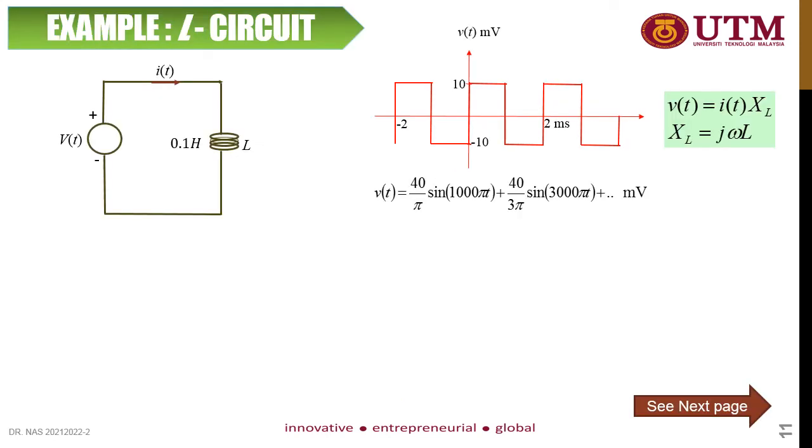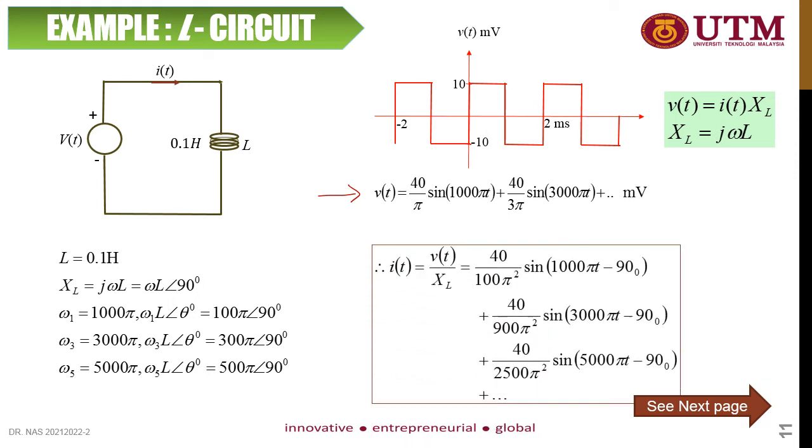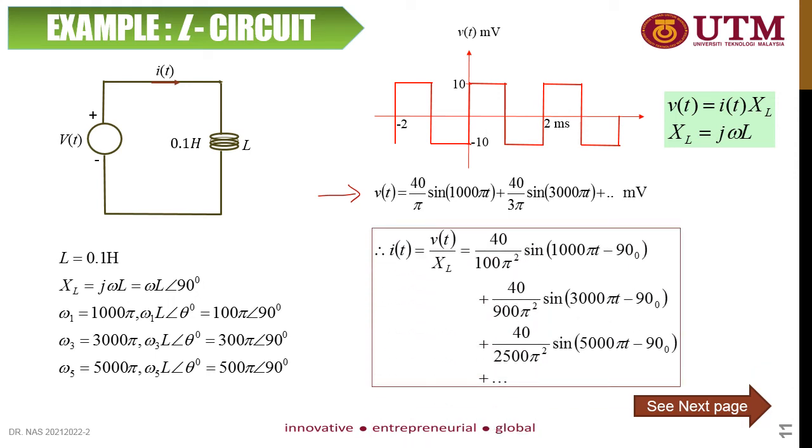Okay, let's look at another example. In this case, you have an inductor in the circuit. So same steps as earlier. You are given v(t) in a sine function, in trigonometric form, and you need to write down the trigonometric equation of the current i(t). Okay, so let's look at the next page for the derivation.